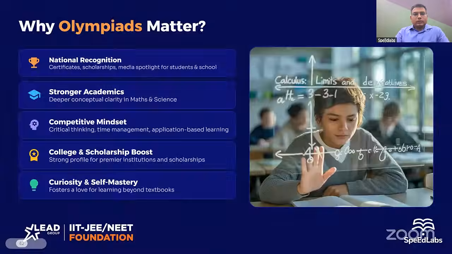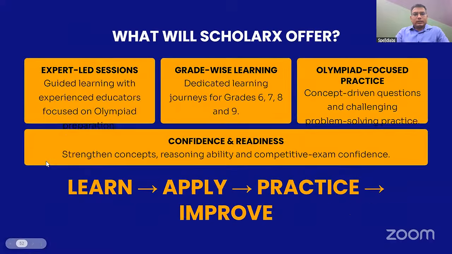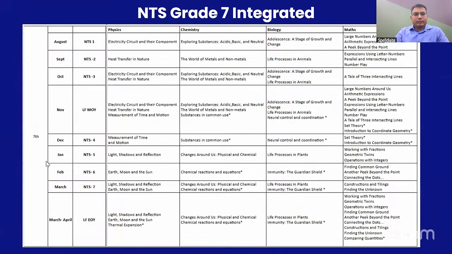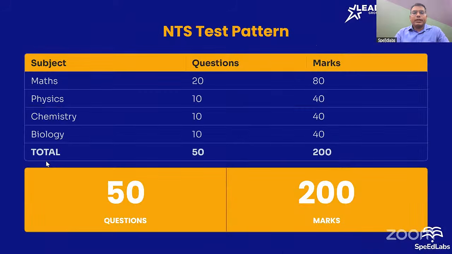Paper patterns, we have already discussed. One more question I got. The paper pattern is an objective paper, 20 questions in mathematics, 10 questions each in physics, chemistry, and biology. I'm just sharing the screen again. This is our pattern. 50 questions, 200 marks. Again, you can take a screenshot. Objective type. All the questions will be objective. You can take a screenshot.